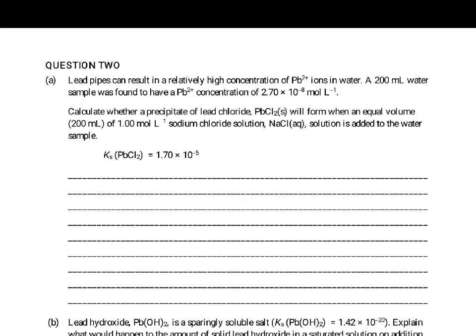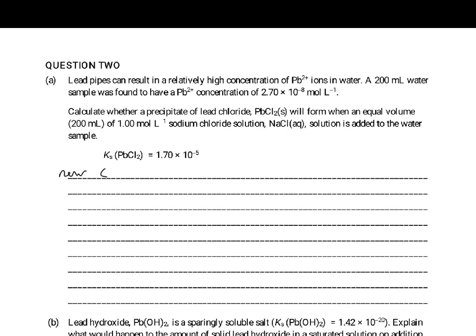Alright, question 2. Lead pipes can result in a relatively high concentration of lead ions in water. A 200 mL sample has a concentration. Calculate whether a precipitate of lead chloride will form when an equal volume of 1 mole sodium chloride is added to the water. So when you guys did this experiment, most of you did the correct process where you work out Q, and then you try and compare the value of Q to Ks. But where you stuffed up is because you're mixing 2 liquids together, the concentration of the liquids is going to change. Okay, so the volume of the liquids is going to get higher, and as the volume changes, the concentration is going to change. So your very first step is to work out the new concentrations.